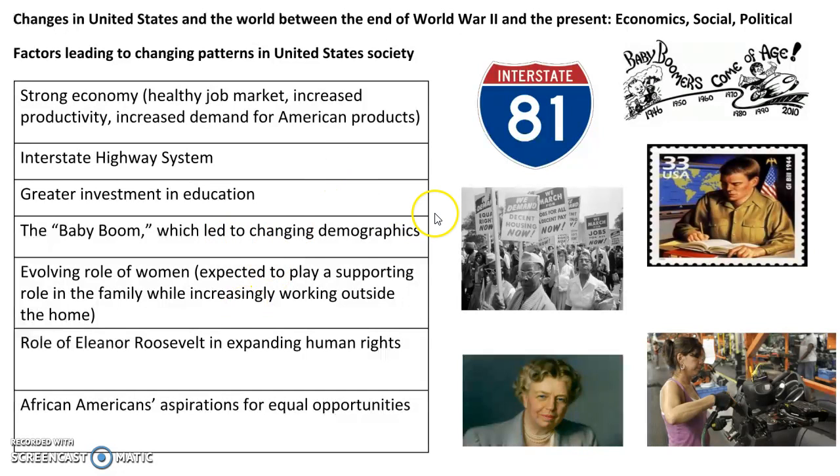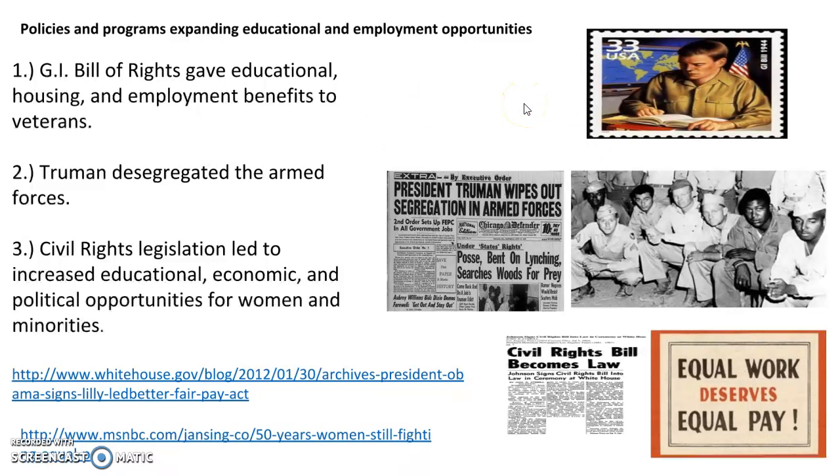Some major aspects: you have some new policies that came about after World War II that made America great, made America strong and more fair. Policies and programs expanding educational and employment opportunities. Number one says the GI Bill of Rights gave educational, housing, and employment benefits to veterans. That was signed into law by FDR in like 1945.